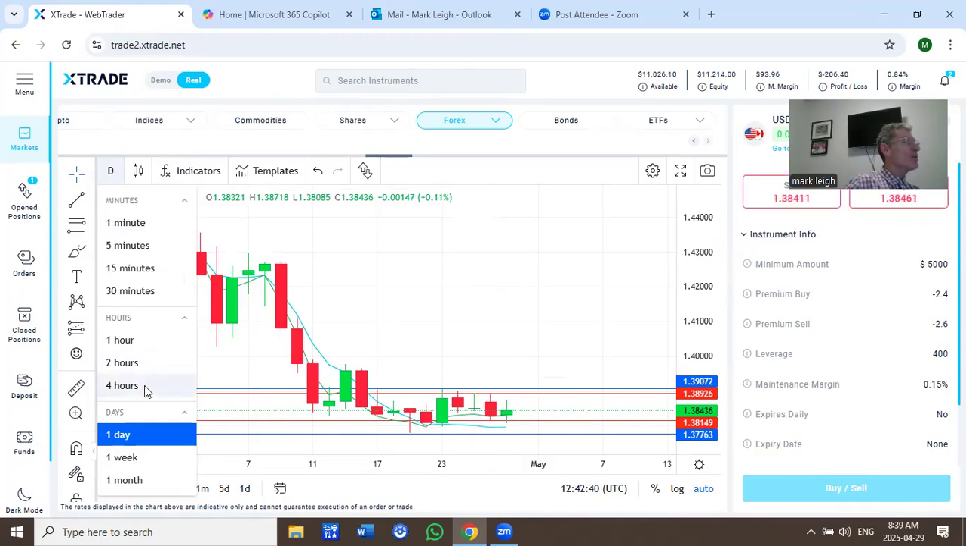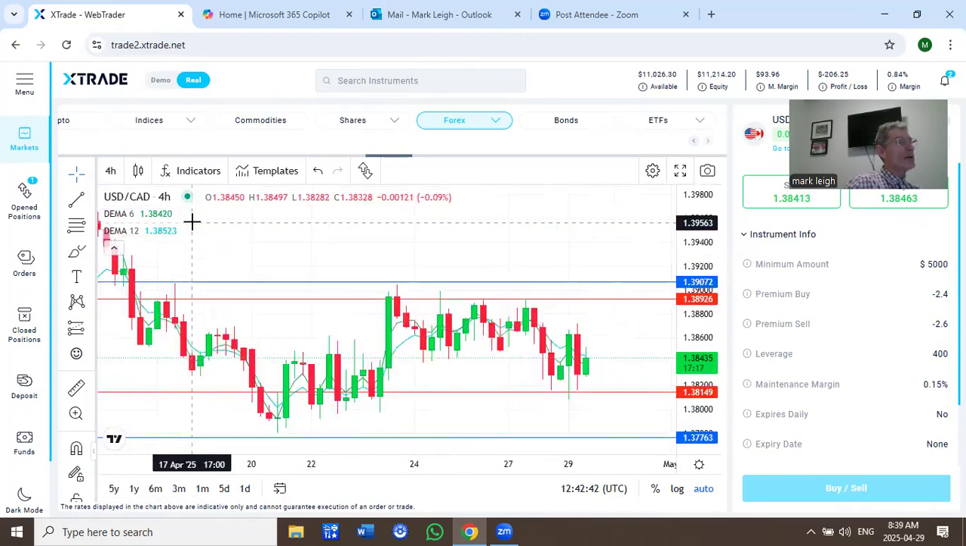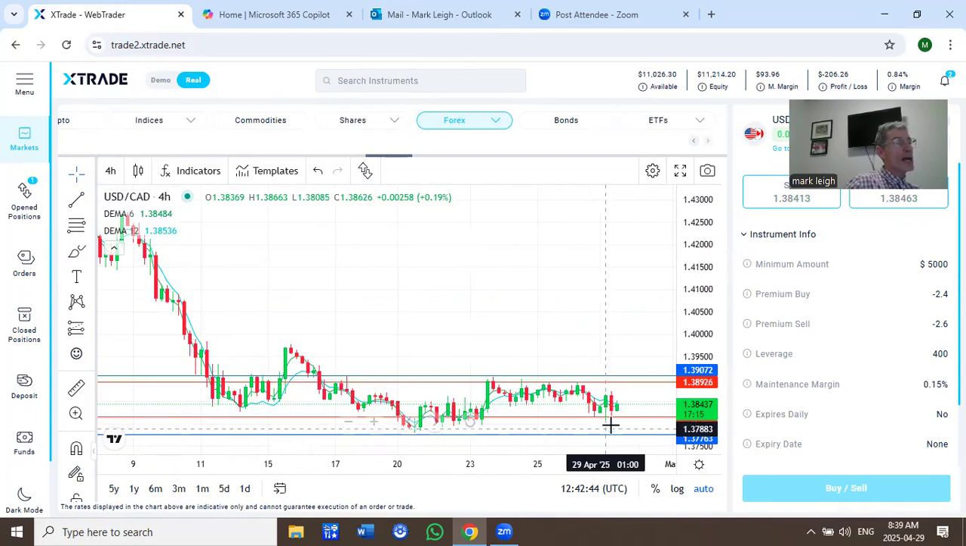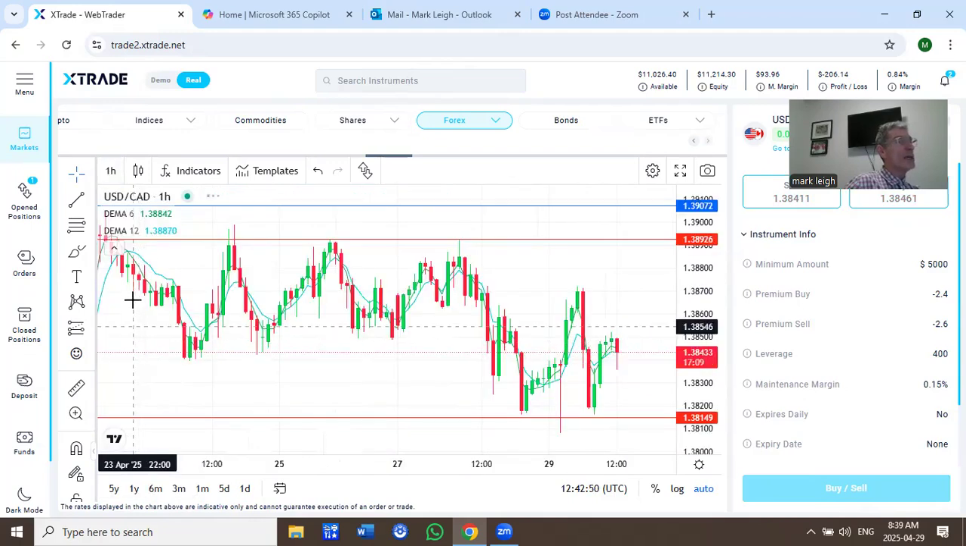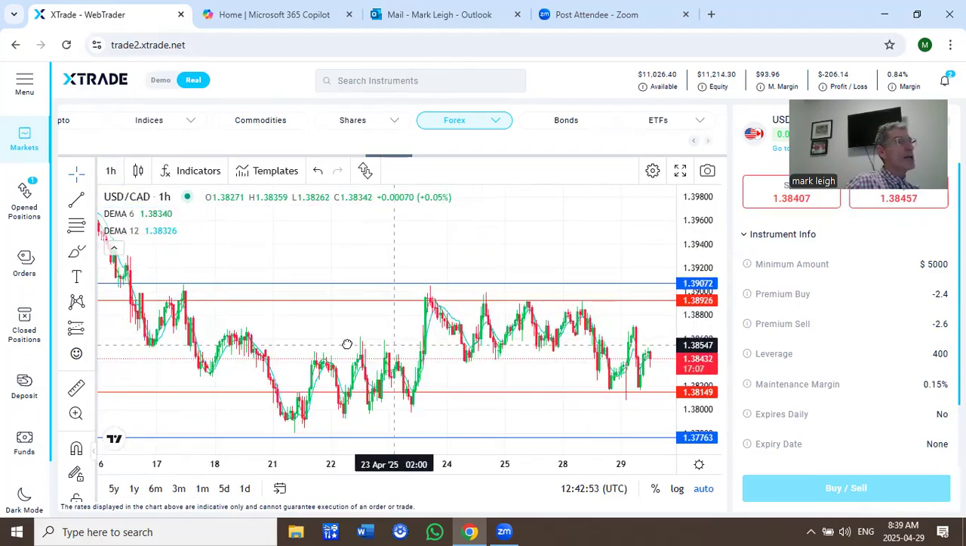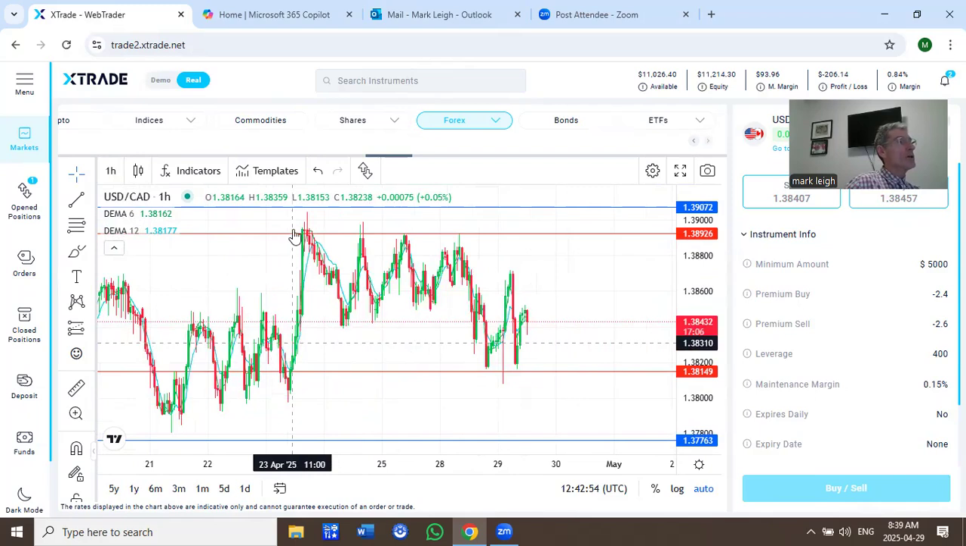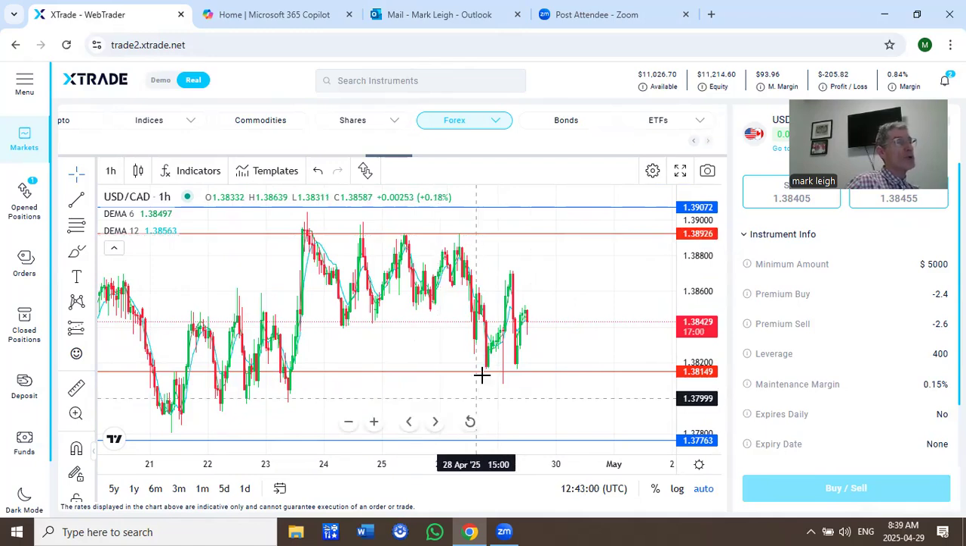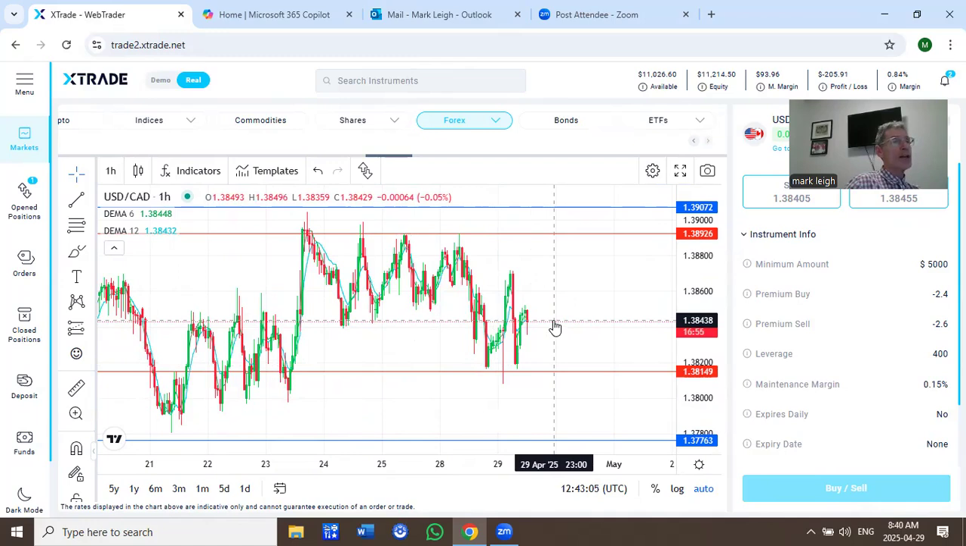If I zoom into the 4-hourly, there you can see how price action is contained within this range. And if I go even closer to the hourly, there you can see the range traders selling off resistance levels, buying up off support levels, for now sitting in the middle of that range at 138.43. Good trading. Let's keep that discipline going.